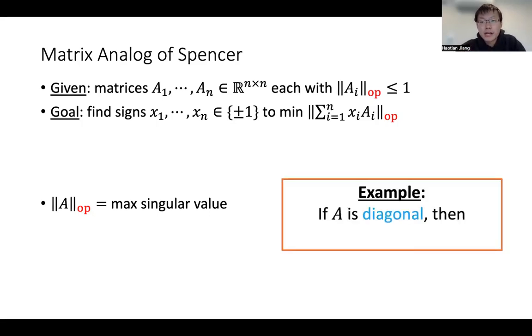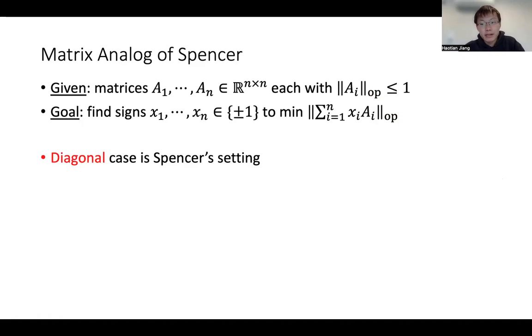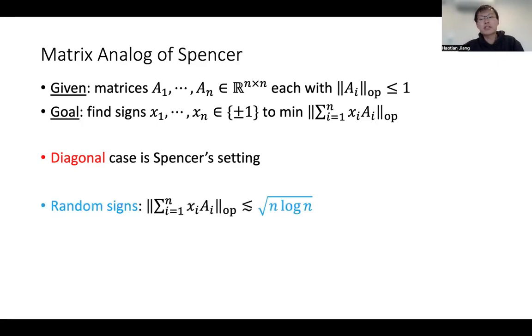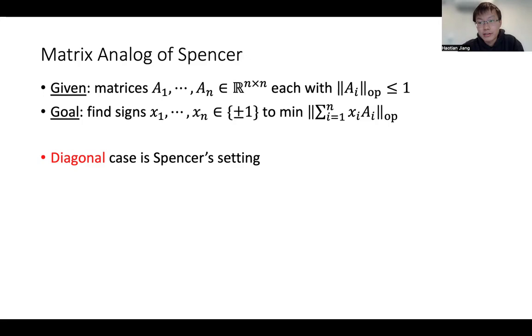For example, if a matrix A is diagonal, then the operator norm of A is just the infinity norm of its diagonal entries. And this shows that the diagonal case of this more general problem is actually Spencer's setting. Why? Because if each matrix Ai is diagonal, then you can define a vector corresponding to its diagonal entries, and the operator norm of the matrices will be equivalent to the L infinity norm of those diagonal entries. So this matrix analog of Spencer is really a generalization of Spencer's setting.